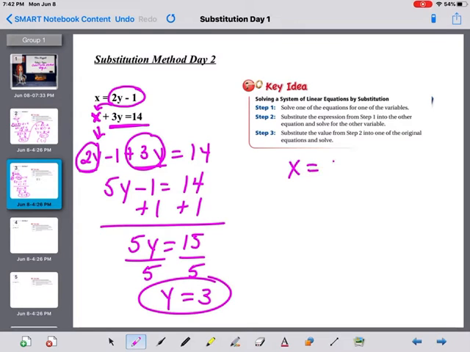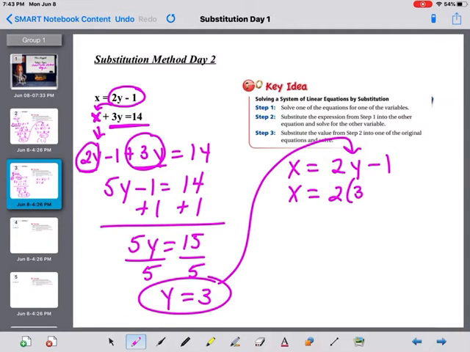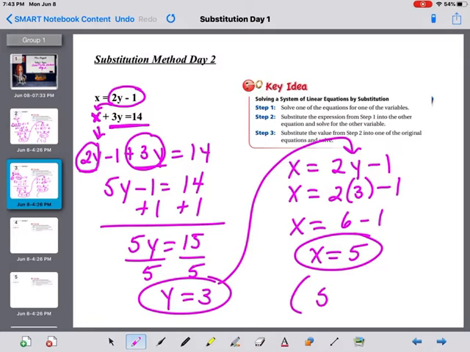We now need to solve for x, so I'm going to use the top equation. X is equal to 2y minus 1. When I substitute in the 3 I just found for y, I have x is equal to 2 times 3, which is 6 minus 1, so x is equal to 5. And that makes the solution 5, 3.